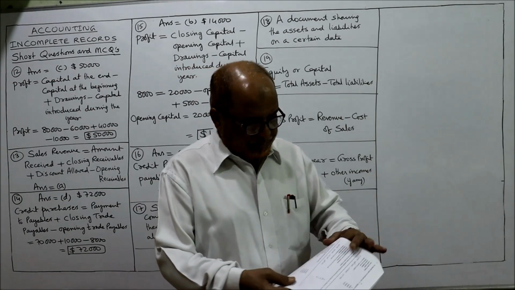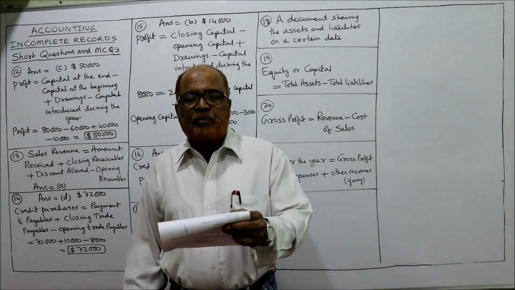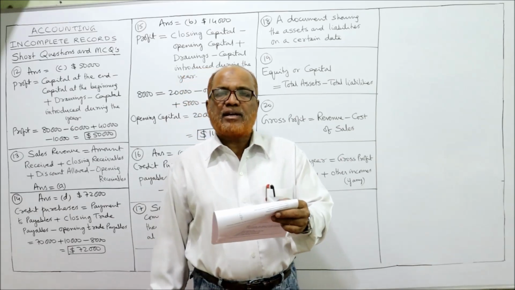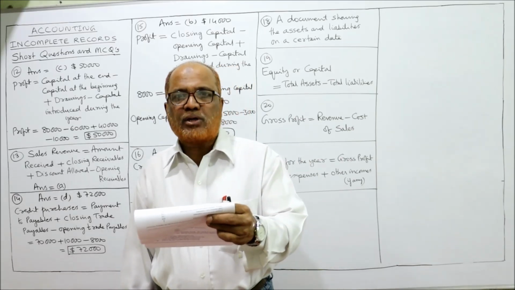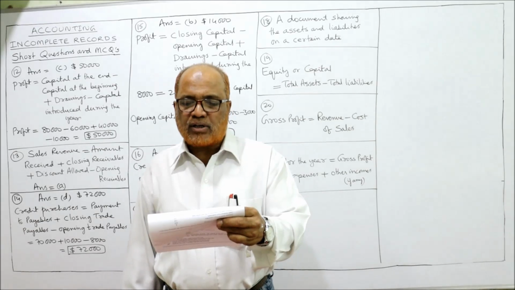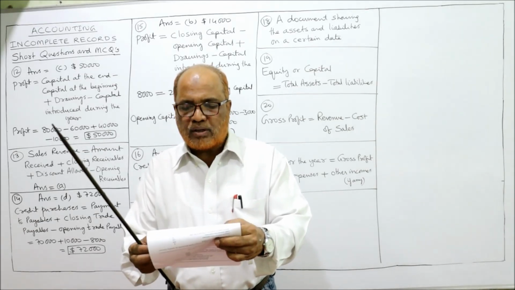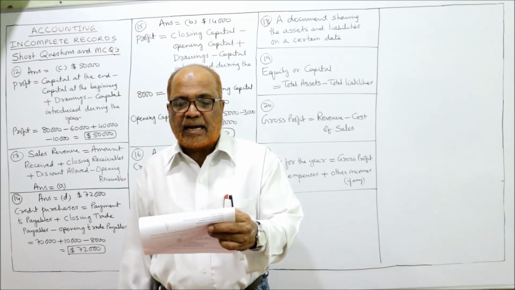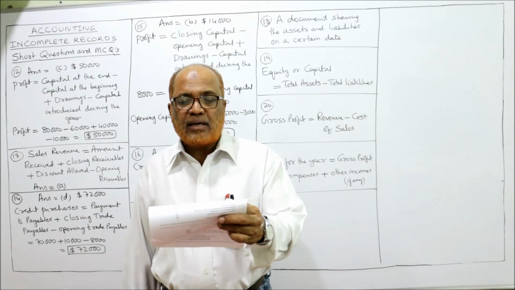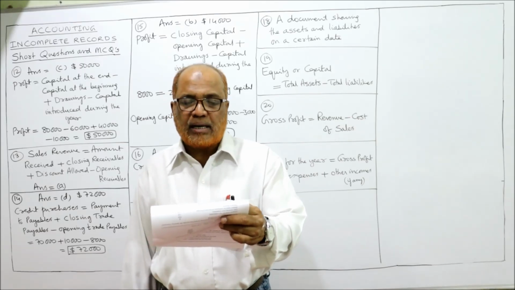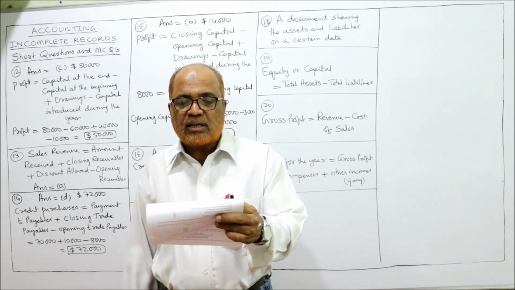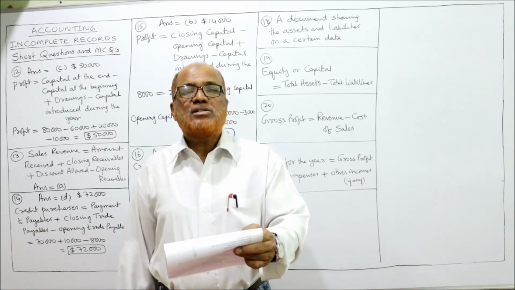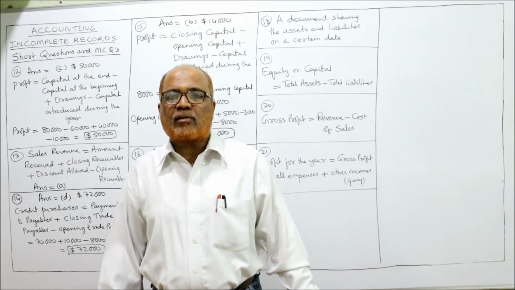Come on, see the 12th problem. A business provides the following information. Capital on 1st January 2016, $60,000. Drawings during the year 40,000. Capital introduced during the year 10,000. Capital on 31st December 2016, 80,000. So we are given the opening capital 60,000, closing capital 80,000. Drawings during the year 40,000, further capital introduced during the year 10,000. What is the profit for the year? We have to calculate the profit.